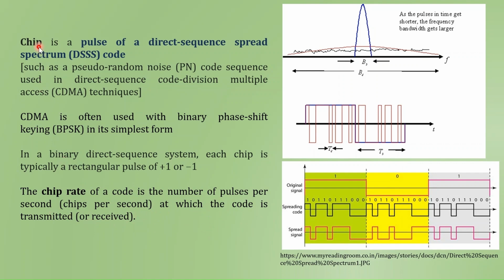So here three things are important: chip, binary phase shift keying and then the chip rate. Binary phase shift keying is the change in the phase of the original waveform, and the chip is simply the rectangular pulse in the code. It can be either +1 or -1, whatever we are considering. And then chip rate is the number of chips which are generated per second.